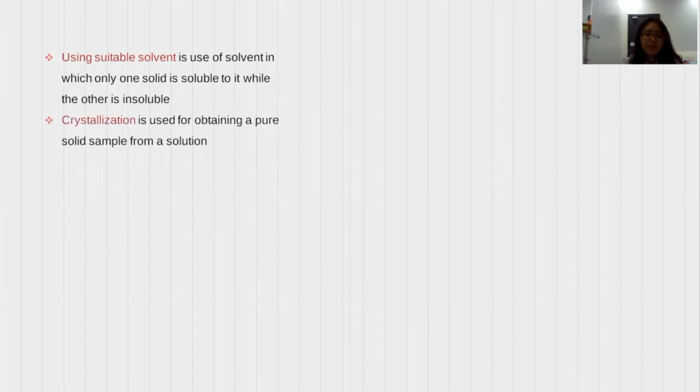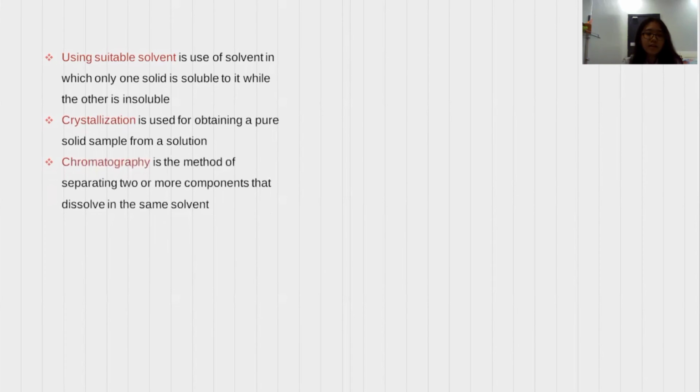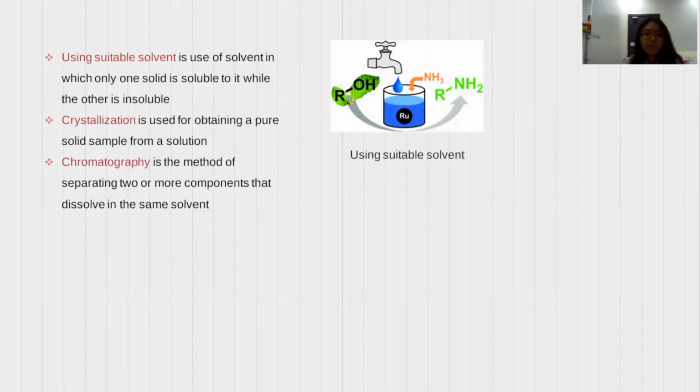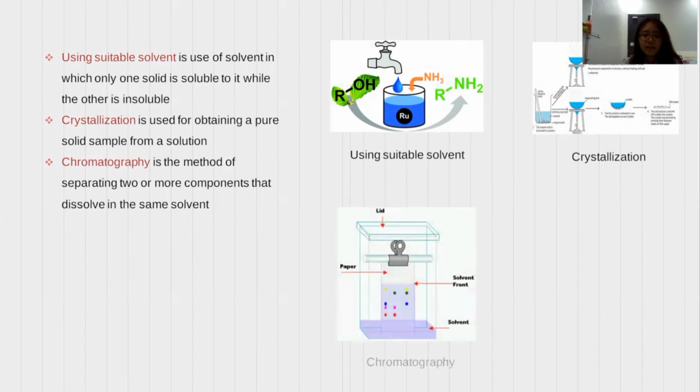Next, we have crystallization. Crystallization is used for obtaining a pure solid sample from a solution. Chromatography is the method of separating two or more components that dissolve in the same solvent. Here are the examples of using a suitable solvent, crystallization, and chromatography. Here are some procedures in separating mixtures. The first one is simple distillation.